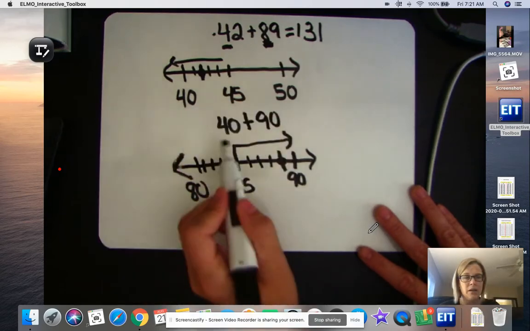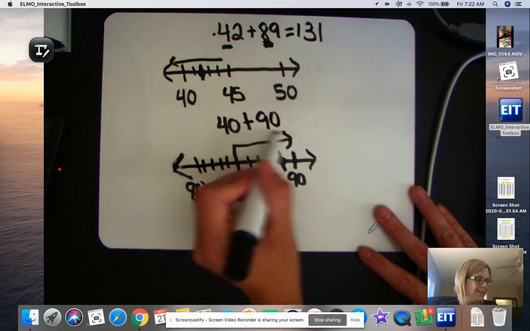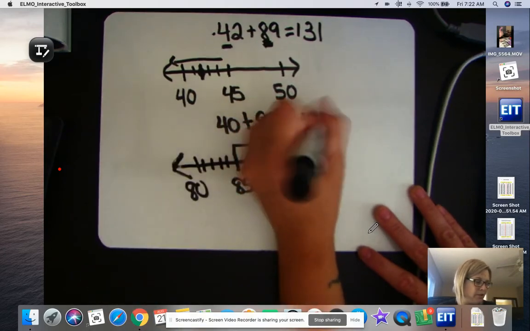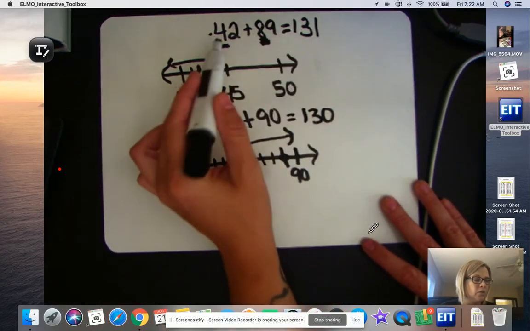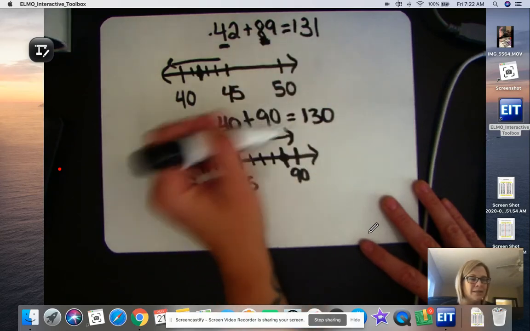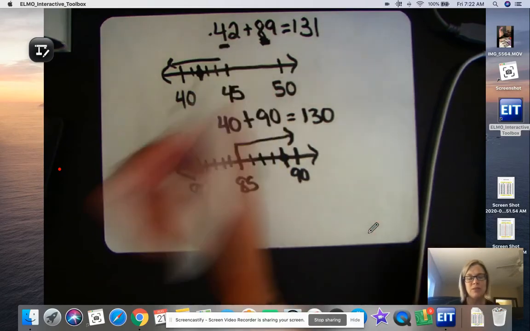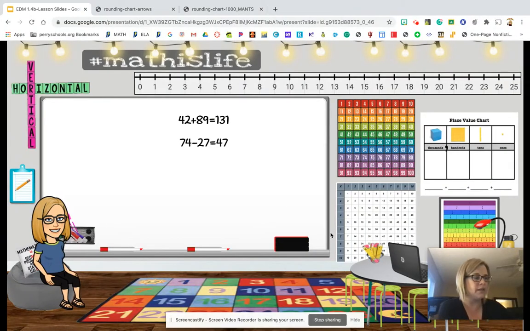So my estimate for this problem would be 40 plus 90. And I know that answer is 130. So my problem of 42 plus 89 equals 131 is close to my estimate, so I know my answer is reasonable. Okay, let's look at the next one.